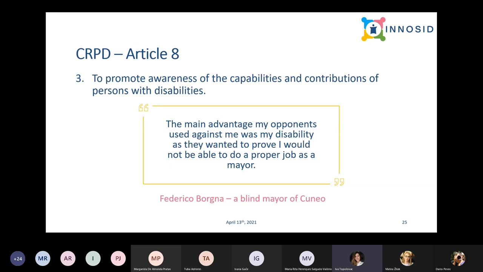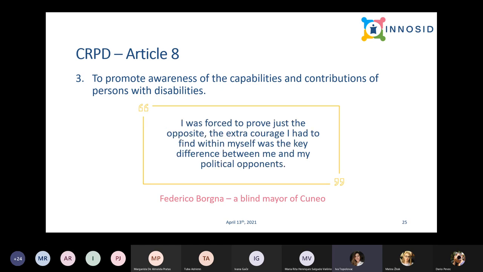He said the following: the main advantage my opponents used against me was my disability, as they wanted to prove I would not be able to do a proper job as a mayor. I was forced to prove just the opposite. The extra courage I had to find within myself was the key difference between me and my political opponents. This would be an example of discrimination, as he said his opponents used his disability against him.